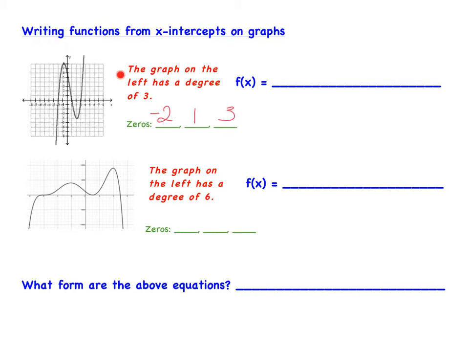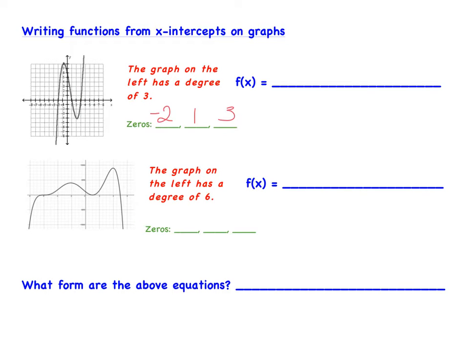And if you look right here, it tells me that this graph has a degree of 3. Well, if it has a degree of 3, that means here is 1 degree, a second degree, and a third degree. So yes, each of these has a multiplicity of 1.